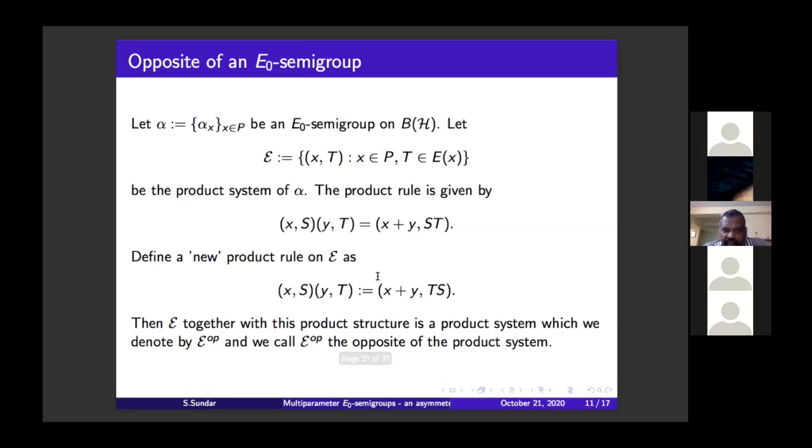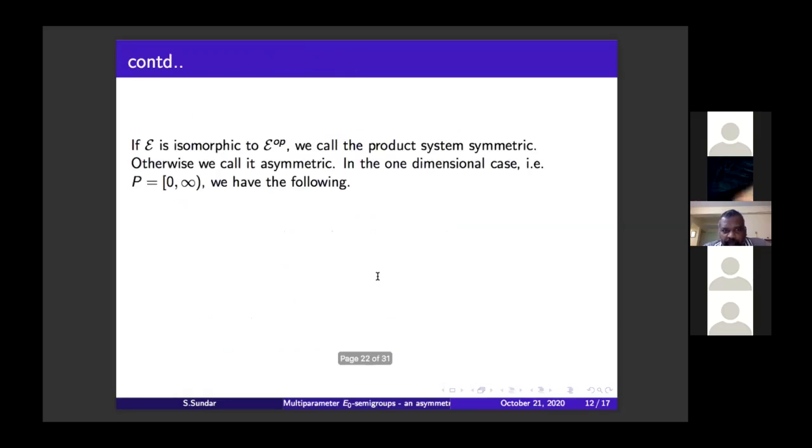So here is a little bit of jargon. If E is isomorphic to E opposite, I call the product system symmetric. Otherwise, we call it asymmetric.